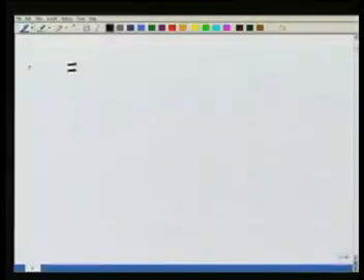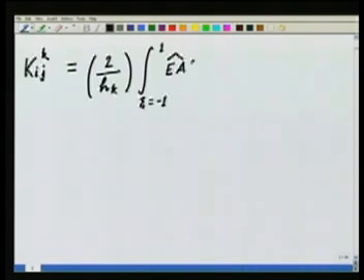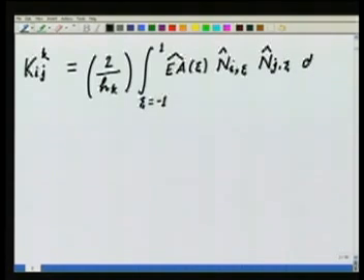So now if I club everything together, I will get that this Kij k is equal to, by doing the suitable cancellations, 2 by hk integral psi is equal to -1 to +1 EA hat, derivative of ni hat with respect to psi, derivative of nj hat with respect to psi d psi.